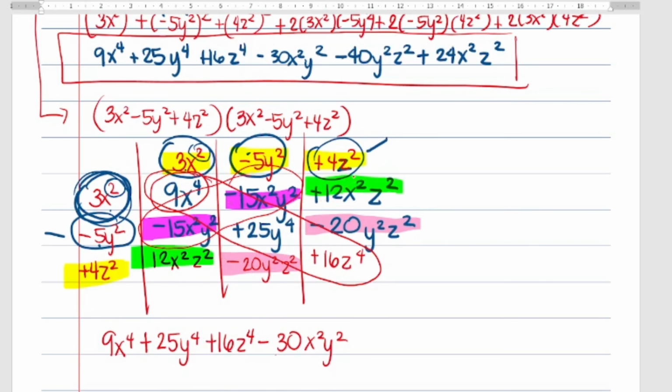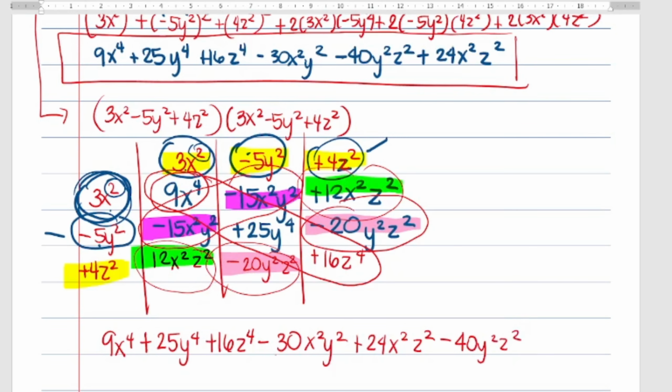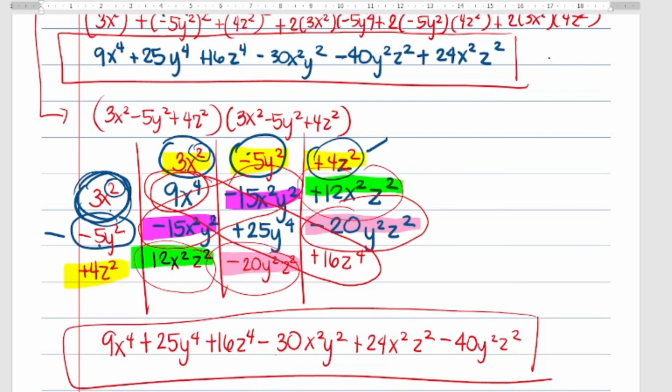The next one, positive 12x squared z squared plus 12x squared z squared, is positive 24x squared z squared. And the last one, negative 20y squared z squared plus negative 20y squared z squared is negative 40y squared z squared. So this is now our final answer. If we compare it to our answer with the special product, they're just the same. Even though they're not in order, that's still okay. So that's how we answer it.